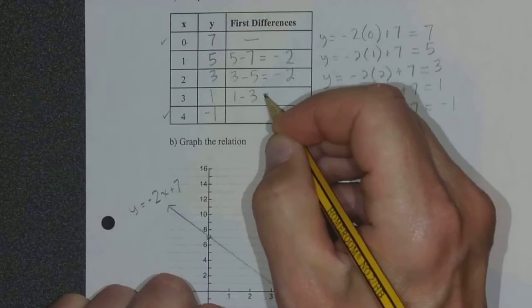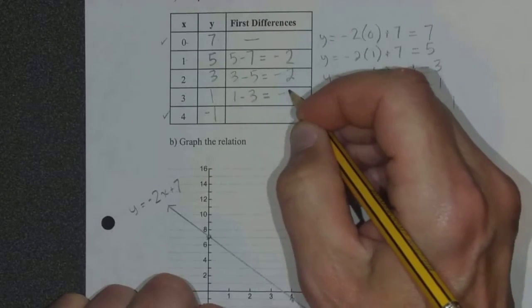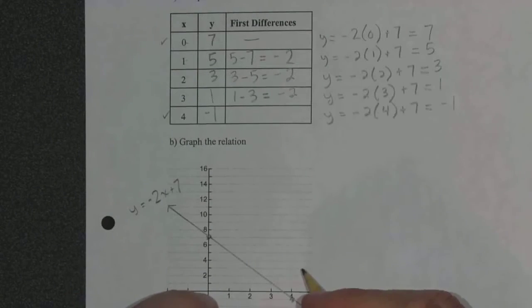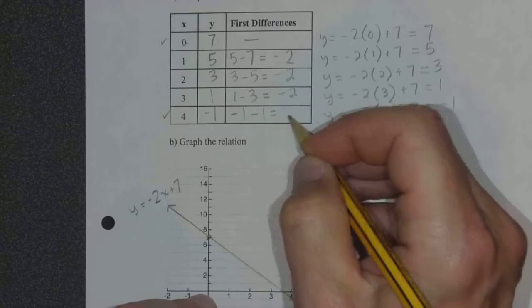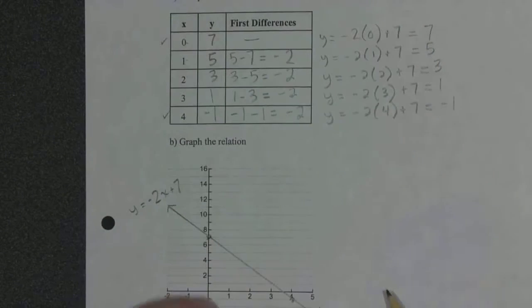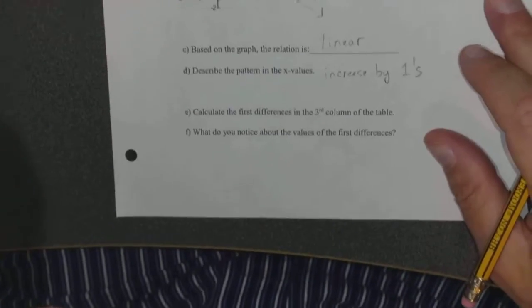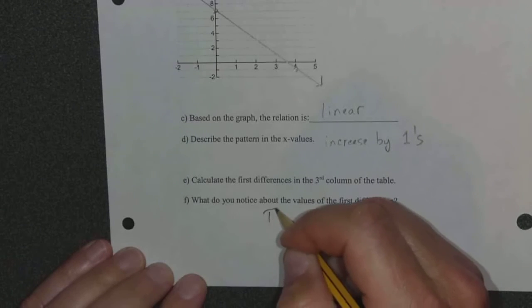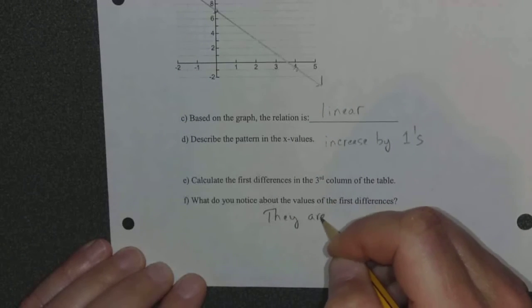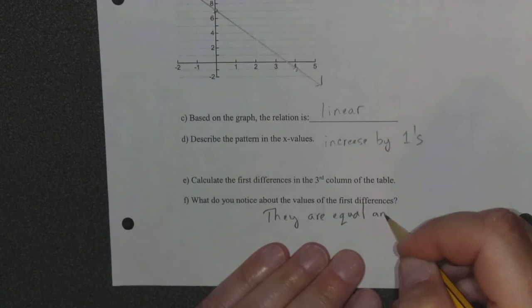So I'm going to run out of film very soon, guys, okay? So I'll have to continue this if I get cut off, all right? That equals negative 2. Next one, negative 1 subtract 1. Answer is negative 2. Okay, back down at the bottom. What do you notice about the first differences? They are equal. And negative.